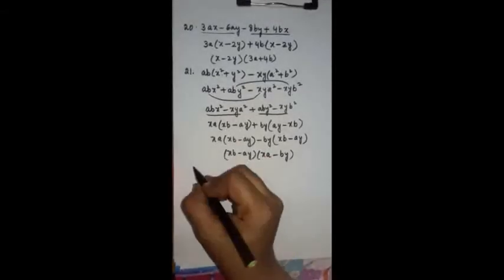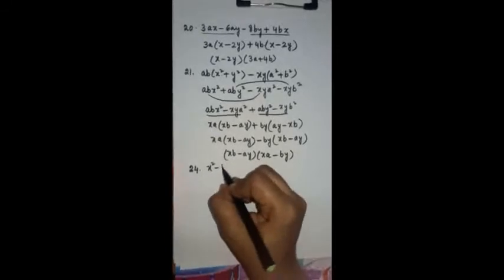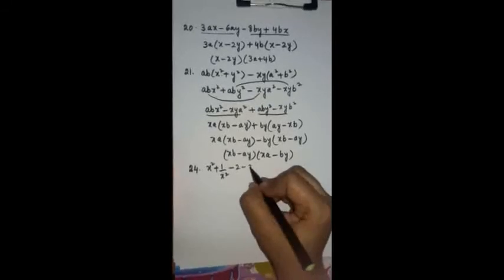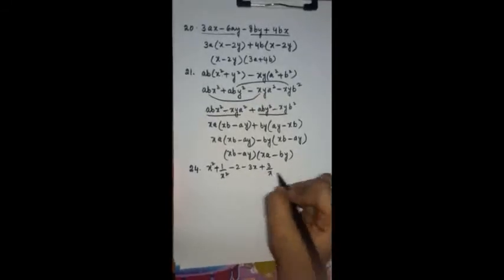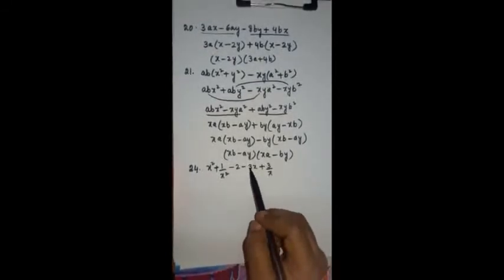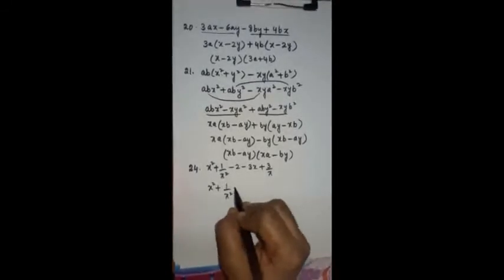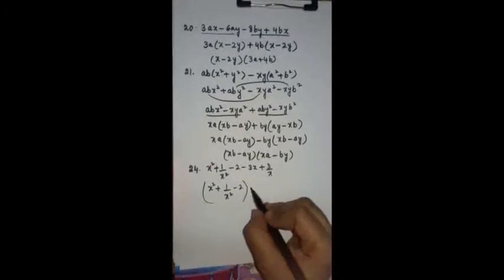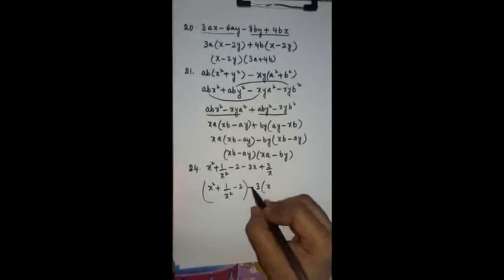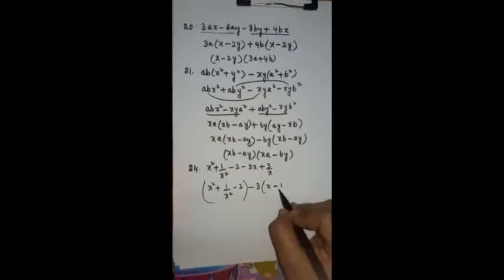Now let me go to the last problem of this exercise, that is the 24th. So what is the question given? x square plus 1 by x square minus 2 minus 3x plus 3 by x. What can you take common? See, here 3 is there, here 3 is there. So let us take this x square plus 1 by x square minus 2 as it is. Then minus, this 3 we can take common, so here x is remaining, then minus into minus will be plus, so let us take minus, then here 3 already taken, so here 1 by x.